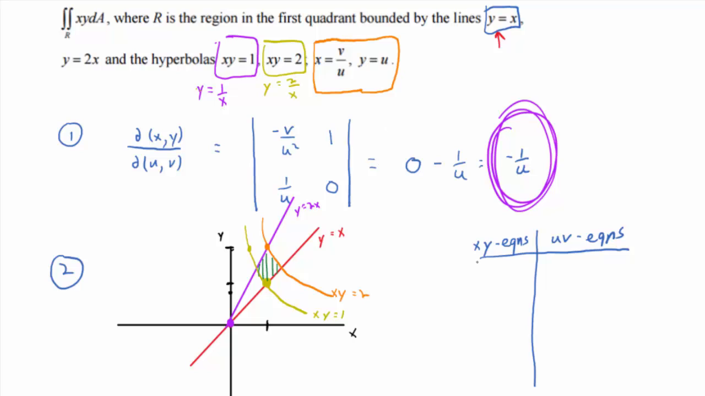So my xy equations: y equals x, y equals 2x, x times y equals 1, and x times y equals 2. And the idea is that these boundary equations, once you transform them using the transformation equations, will transform into the boundary equations of S. The boundary equations of R transform to the boundary equations of S.